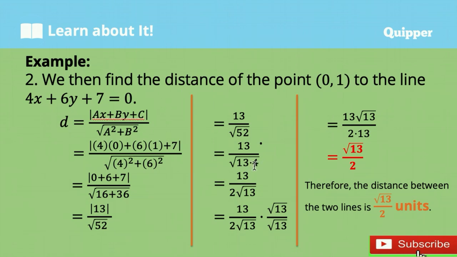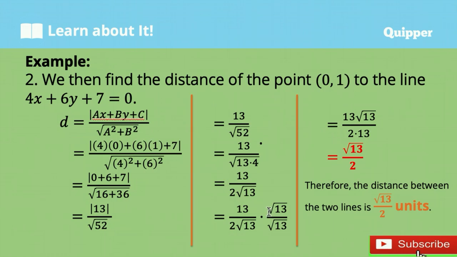Then simplifying, since the square root of 13 is irrational, let it be the square root of 13. Then the square root of 4 is 2. So we take out 2. Now we have 13 over 2 square root of 13. But take note, our final answer must not have a radical sign in the denominator. We have to rationalize the denominator.